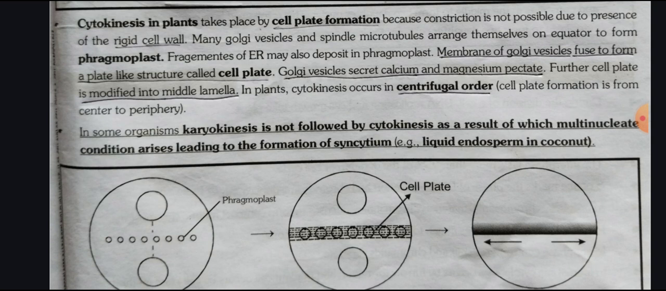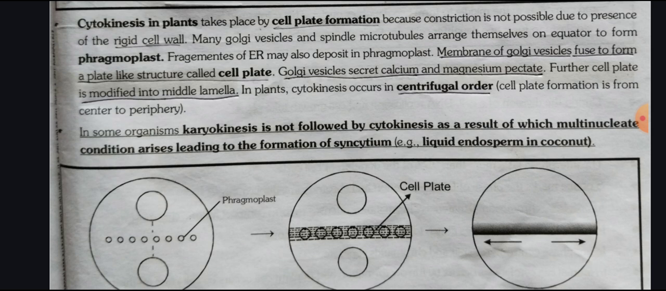Cytokinesis in plants takes place by cell plate formation because contraction is not possible due to the presence of the rigid cell wall. Many Golgi vesicles and spindle microtubules arrange themselves on the equator to form the phragmoplast. Fragments of endoplasmic reticulum may also deposit in the phragmoplast. Membranes of Golgi vesicles fuse to form a plate-like structure called the cell plate.